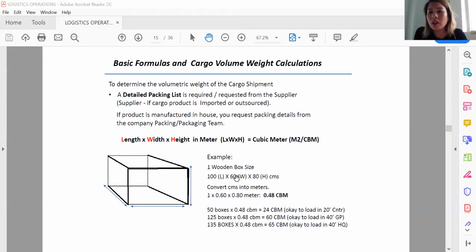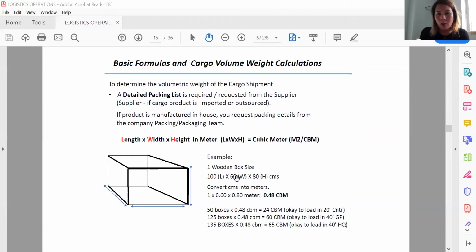3 CBM, if you give it to the airline, the 3 CBM calculation for them to get and give you the cost. The ratio is 1 CBM equals 167 kilos. So if it's only 3 CBM, 3 times 167 kilos is actually 501 kilos as chargeable weight. But then, what is the gross weight?